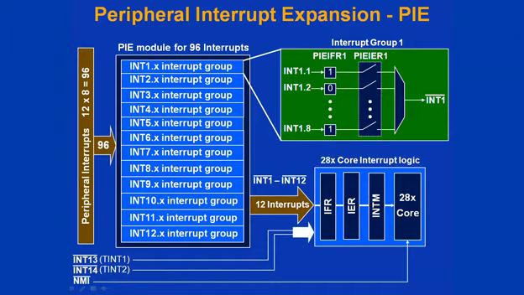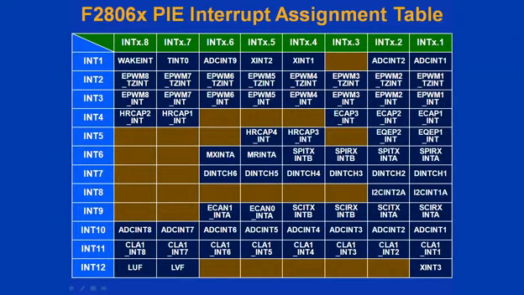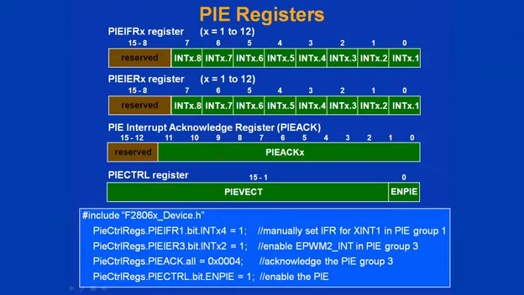Interrupt lines 13, 14, and NMI bypass the PIE block. The interrupt assignment table tells us the location for each interrupt source within the PIE block. Notice the table is numbered from 1.1 through 12.8, perfectly matching the PIE block. The PIE registers consist of 12 PIE interrupt flag registers, 12 PIE interrupt enable registers, a PIE interrupt acknowledge register, and a PIE control register. The enable PIE bit in the PIE control register must be set during initialization for the PIE block to be enabled.